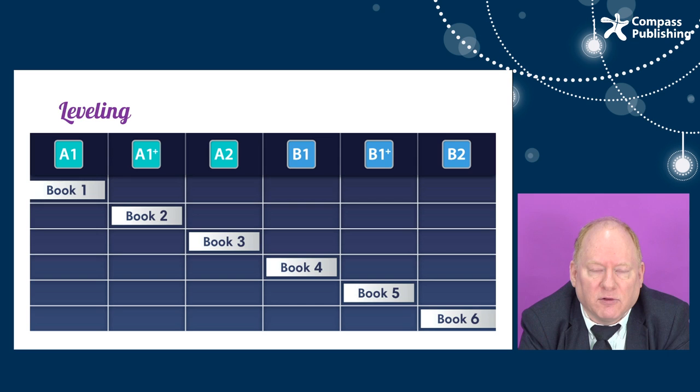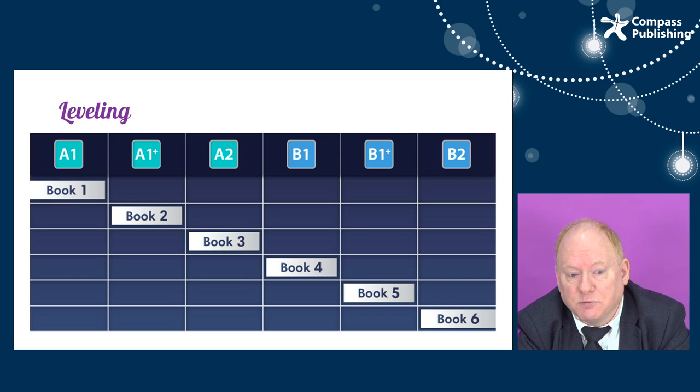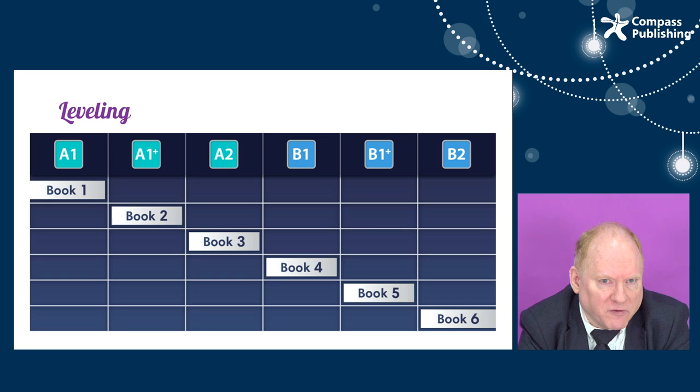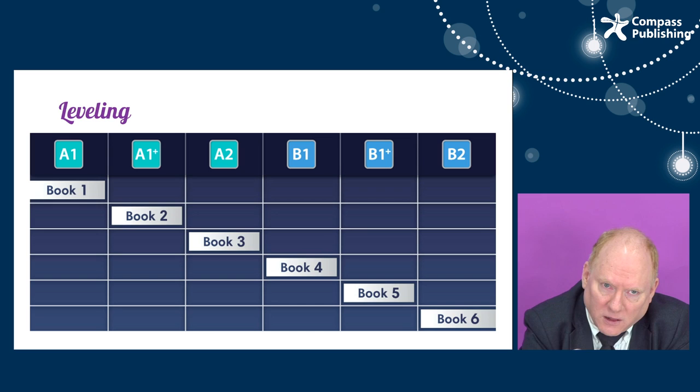And it's leveled using the European Common Framework: A1, A1+, A2, B1, B1+, B2. You can look up the European Common Framework as a structure for what different students need at different levels of proficiency. If they get these skills, then maybe they're at A2. They get more skills, they can go to B2.